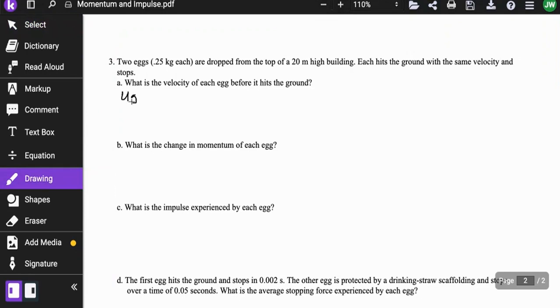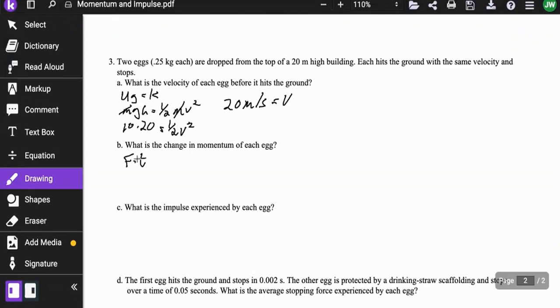Our initial energy is gravitational potential. Final energy is kinetic. We've got 1/2 mv squared is equal to mgh. Masses cancel out. So gravity times the height is equal to 1/2 the velocity squared. We've got 10 for gravity times 20 height is equal to 1/2 v squared. So 200 times 2 to get rid of the 1/2. We would have 10 times 20 times 2 would be 400 is equal to v squared. And then the square root of 400 is 20. So 20 meters per second is that final velocity of each egg before it hits the ground. We saw masses didn't matter there.